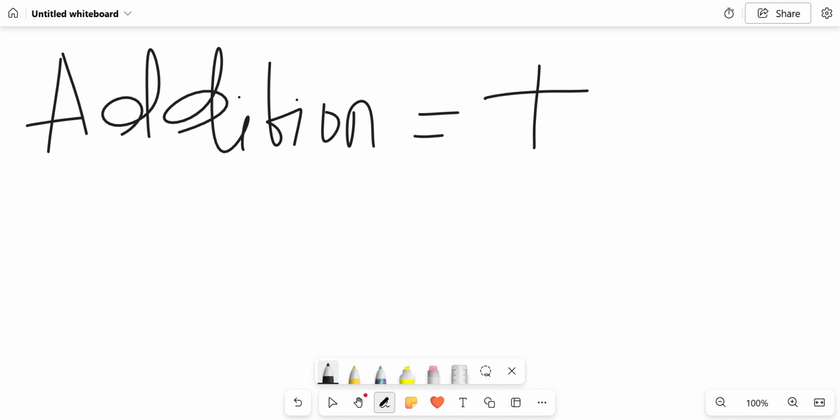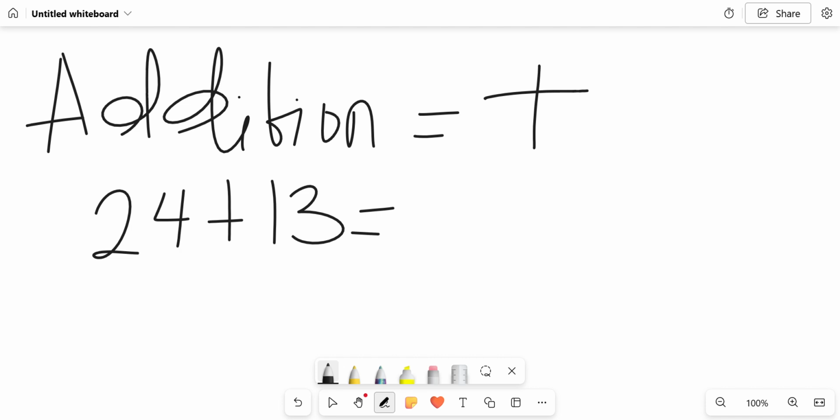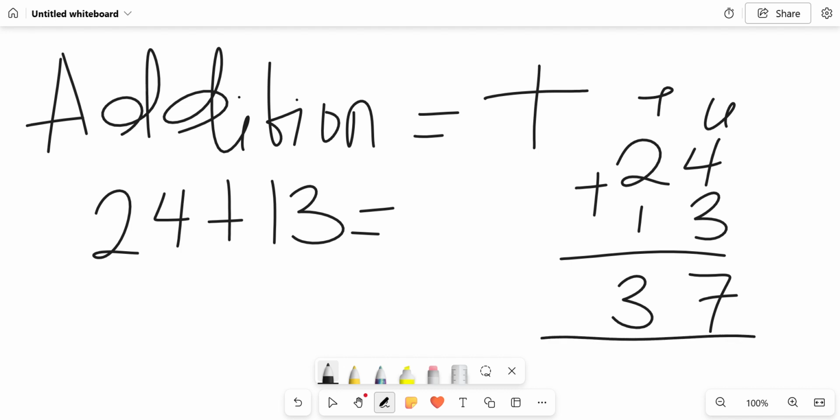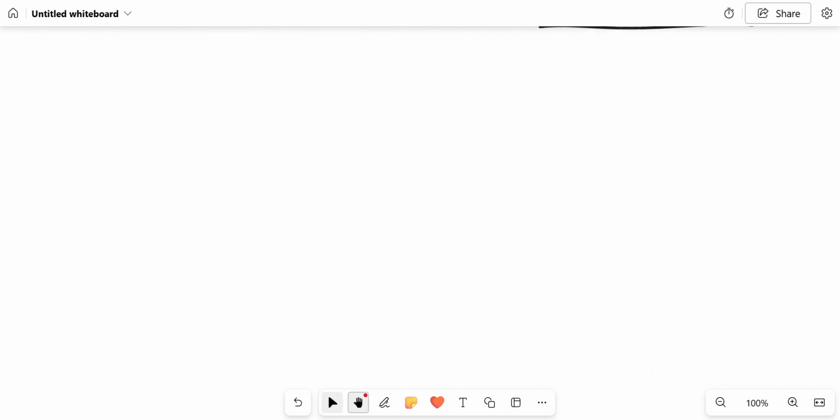Let's say we were to add the whole numbers 24 and 13. So we'll do it like this, 24 and 13, and you add your plus sign here. So 3 plus 4, that's a 7, and 2 plus 1, that's a 3. So always know that when adding, you start from the unit. You don't start from the tens. You start from the unit. Okay?